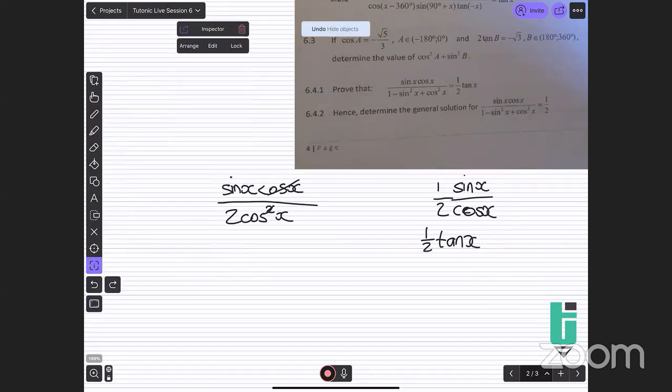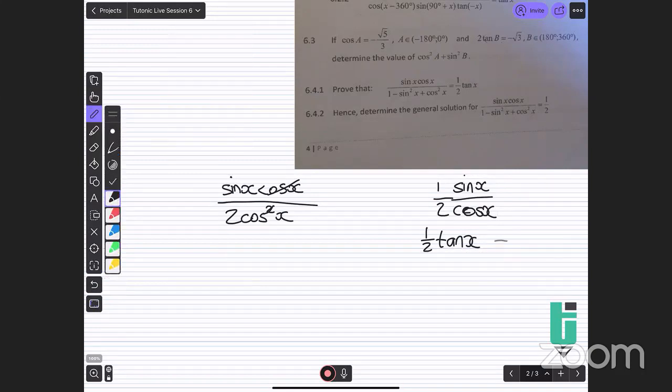Hence, determine the general solution. So we just take this answer here and make it equal to half, and find the general solution of that. Yeah, there we go. So what's half tan x equal to? So what do we do now? Can we divide by a half?